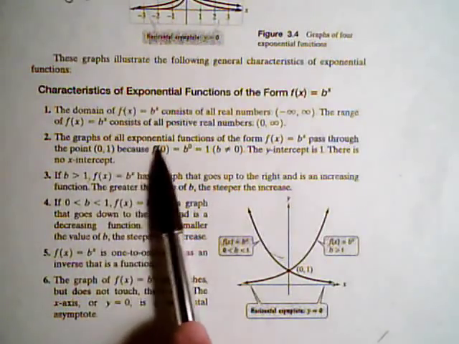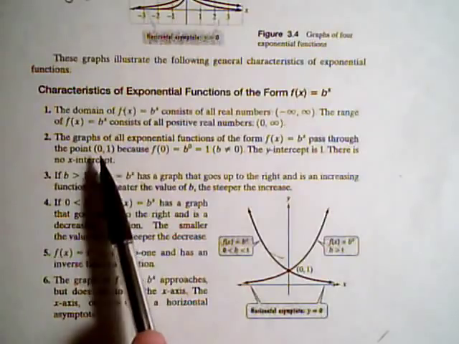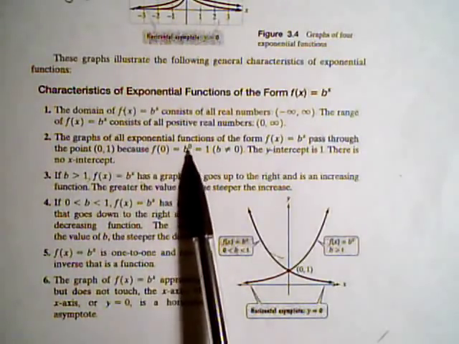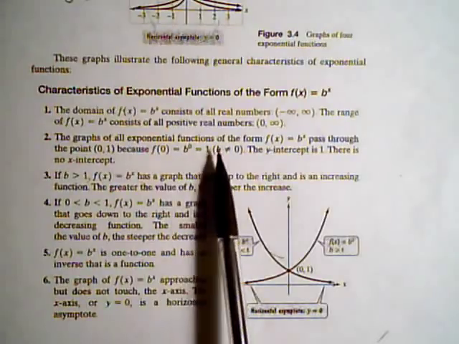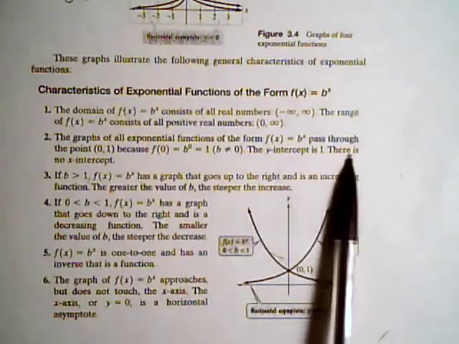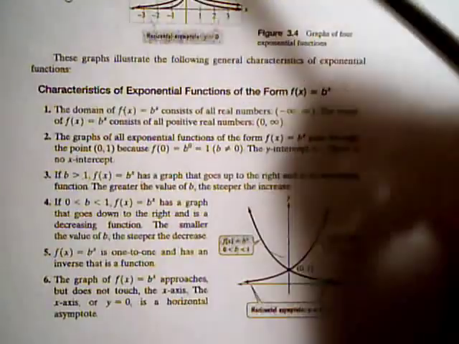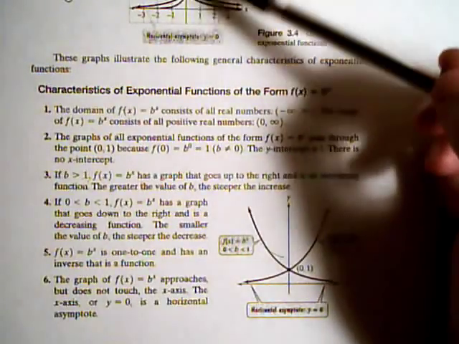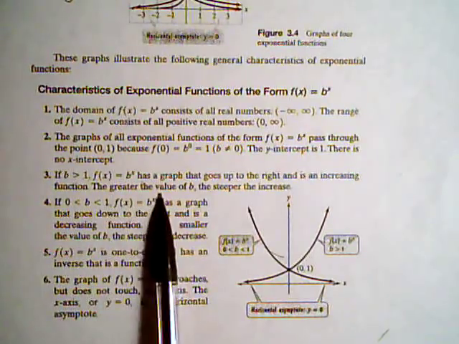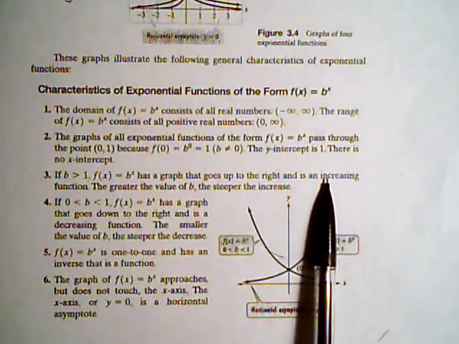The graphs of all the exponential functions of this form will pass through the point (0, 1). And that's just because, like we said earlier, if you raise something to the 0 power, it will equal 1. So your y-intercept is always going to be 1. There is no x-intercept. And as I talked about up here, as far as the shape of the graph, if b is greater than 1, then your function is going to have a graph that goes up to the right and is an increasing function.